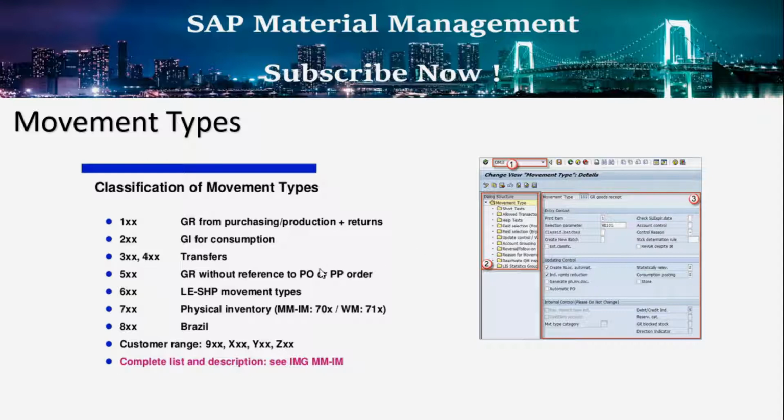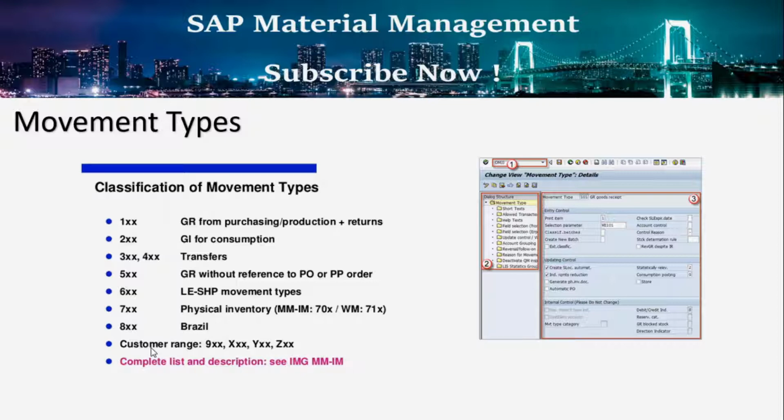Then with 5, we have the goods receipts without reference to PO or production order, like 501, 561, entry for initial stock. Then the ones starting with 6 are logistics execution shipment movement types, like a goods issue for sales orders. Then the ones starting with 7 are related to physical inventory. All the activities you perform when you are doing your inventory count, all the postings are done with the movement types starting with 7. Then the 8 are used in Brazil.